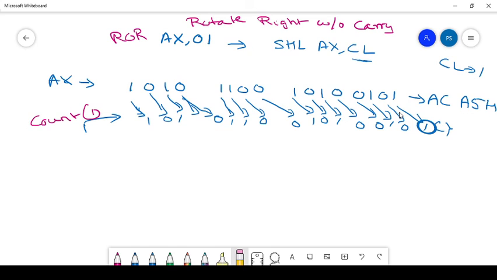1 0. So 1 0 1 1 0 1 0 1 1 0 0 0 1 0 1 1, and carry is 0. So that is 8 plus 3 is 11, means B, 5 8 B H. This is the answer. So this is about the shift and rotate operation. With this we have completed the complete logic operations.